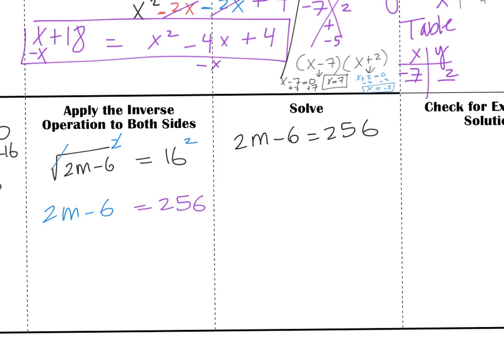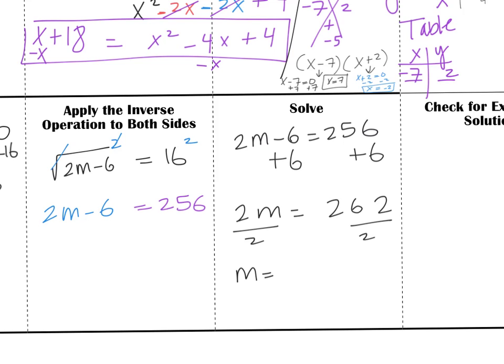To solve for m, I have to add 6 to both sides. So 2m equals 262. And now to get m, I have to divide both sides by 2. So m is equal to 131.